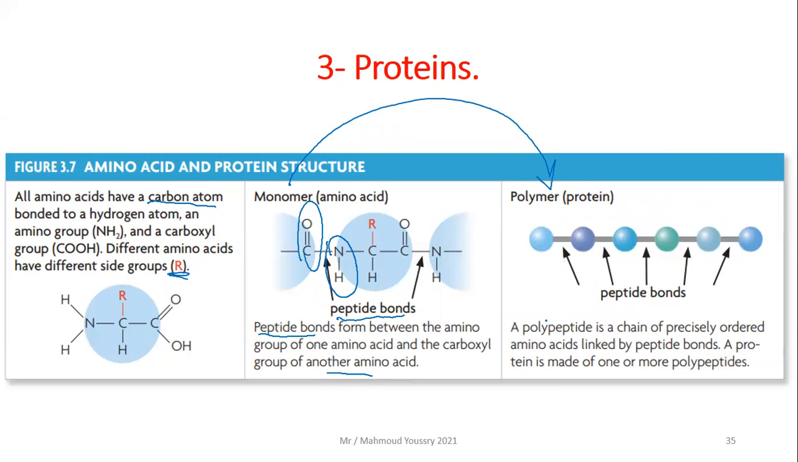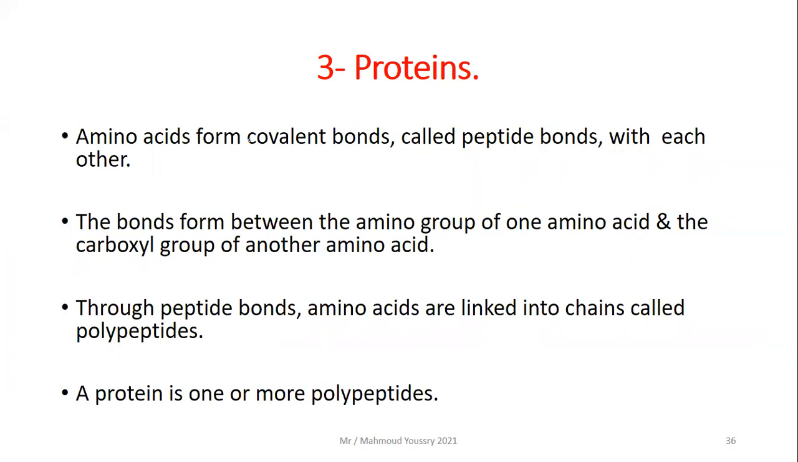So the protein is called a polypeptide. A polypeptide is a chain of precisely ordered amino acids linked by peptide bonds that we talked about. A protein is made of one or more polypeptides. This is very important. Amino acids form covalent bonds with each other, called peptide bonds.